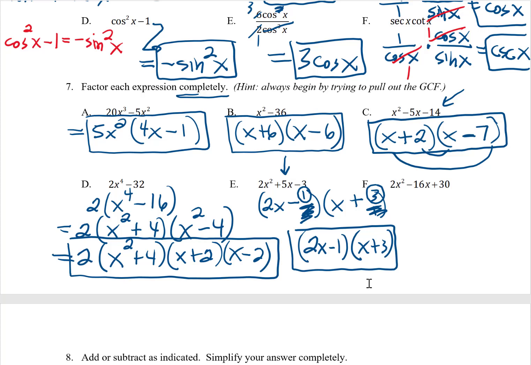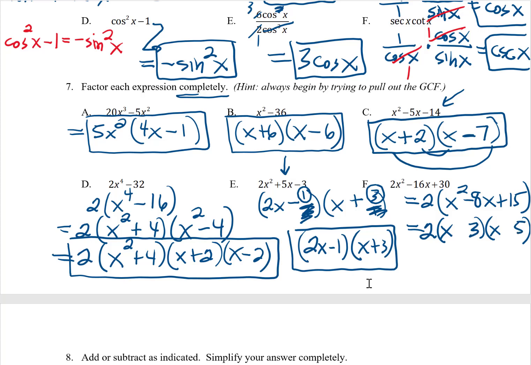Letter F looks similar, although it does start with a GCF. I do have a common factor of 2, leaving me with x squared minus 8x plus 15. And then we're wondering if that other part keeps going. If it does, it's got 3 terms, so it would have to be a FOIL problem. Let's see, it's got to be x and x for the front. 15, I mean, it's either 1 times 15 or 3 times 5. I got to make an 8 in the middle, so it's bound to be the 3 and the 5.